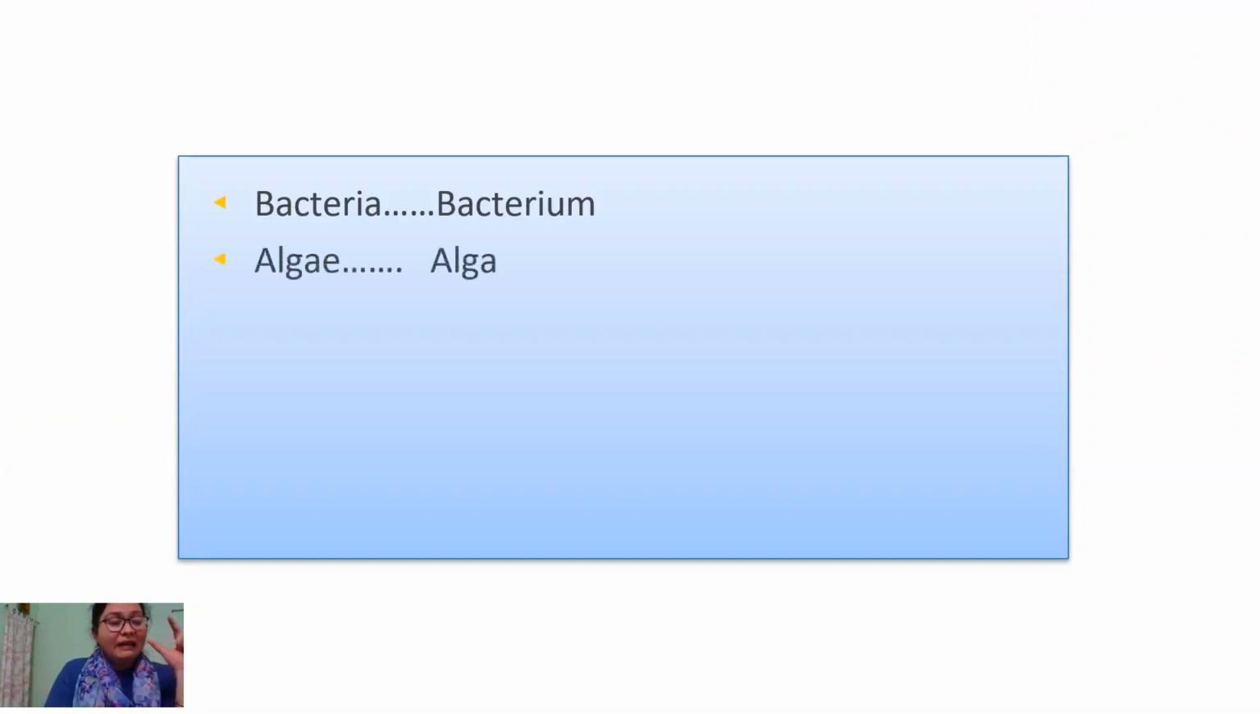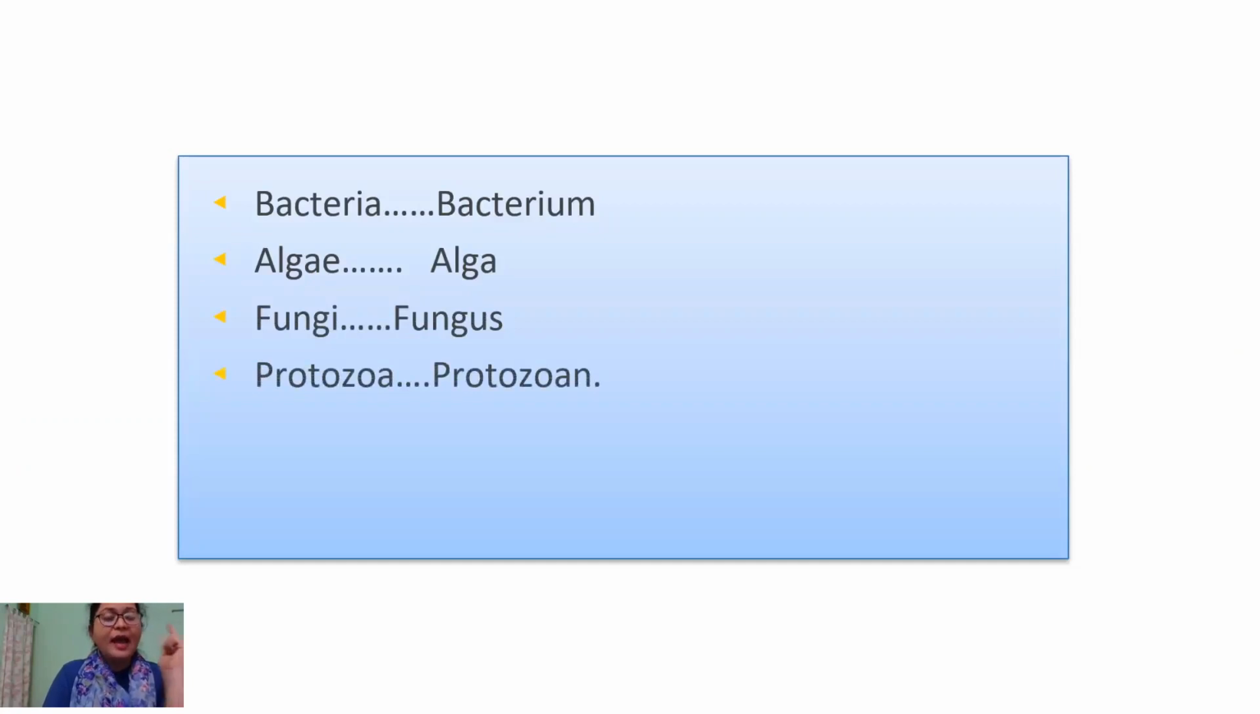Now let's move towards the next point. Many times when we are reading the book, we may read the terms bacteria and bacterium. So at that time, don't get confused. What is bacteria and what is bacterium? What is algae? What is alga? What is fungi? What is fungus? What is protozoa? And what is protozoan? Don't confuse when you're reading these terms.